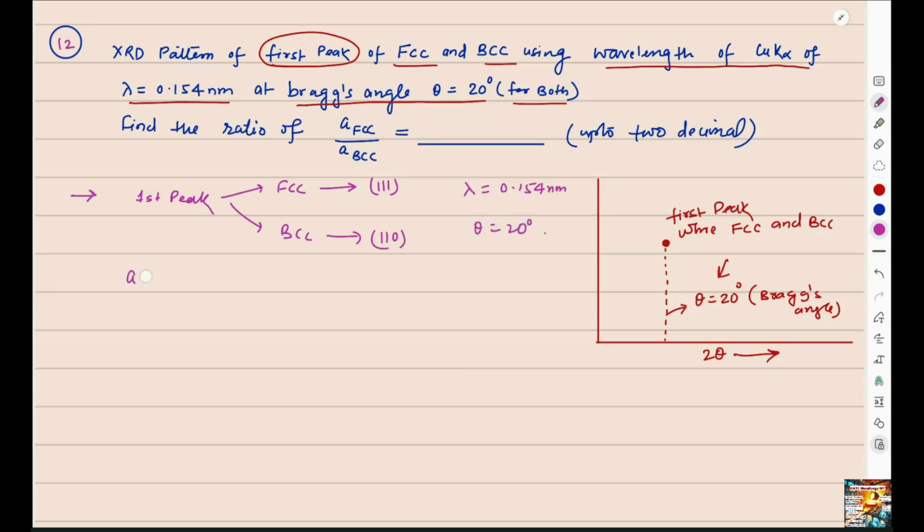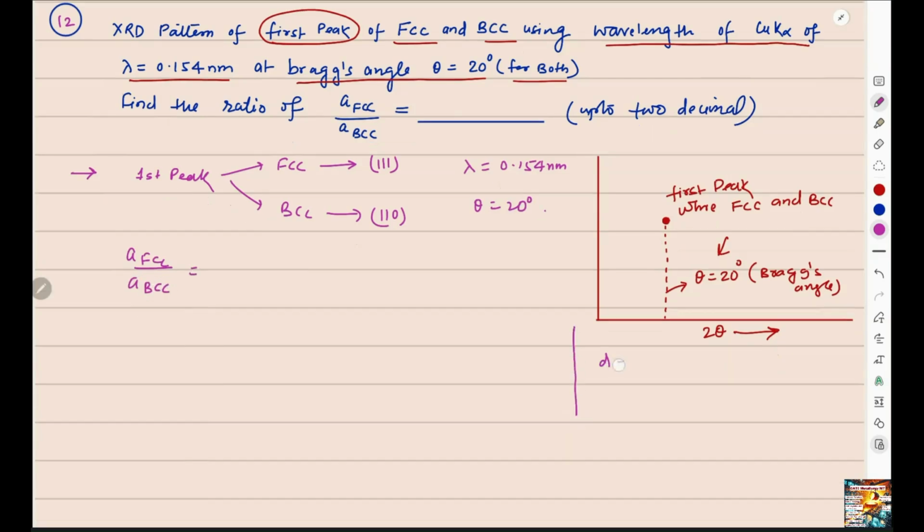Lattice parameter of FCC upon lattice parameter of BCC: D equals A by root over of H square plus K square plus L square. So we can write lattice parameter equals D into root over of H square plus K square plus L square. So we will write D root over of H square plus K square plus L square for FCC, and again for BCC we will write D into root over of H square plus K square plus L square.